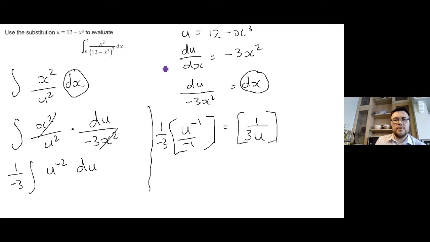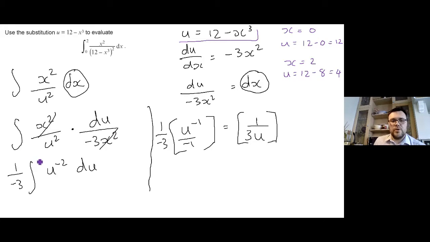You use this function and then you say, well, x is equal to 0. Then u equals 12 minus 0, so it is equal to 12. So that's the lower limit. When x is equal to 2, u equals 12 minus 2 cubed, which is 8, so that's equal to 4.